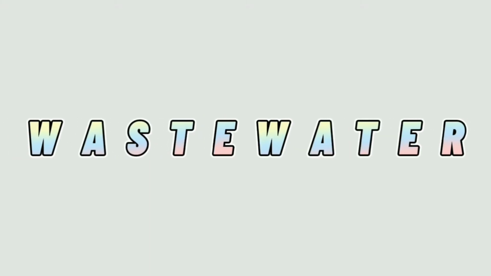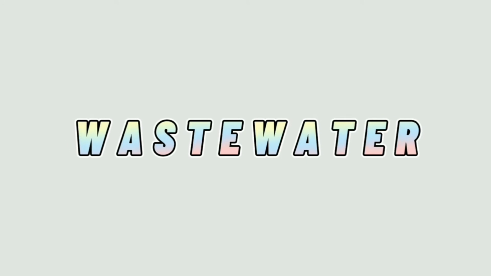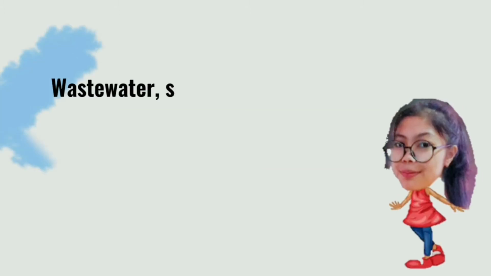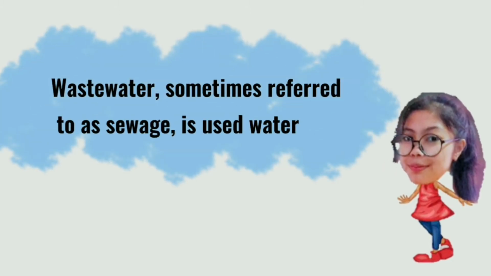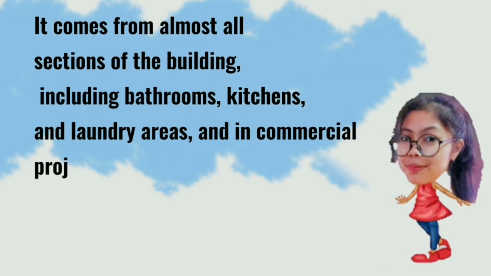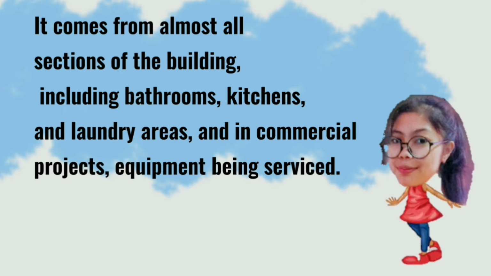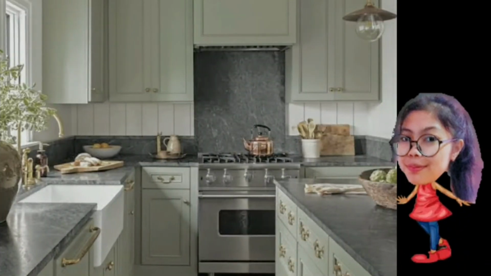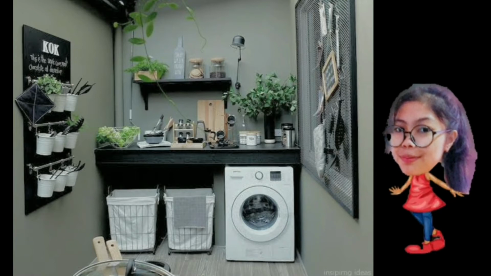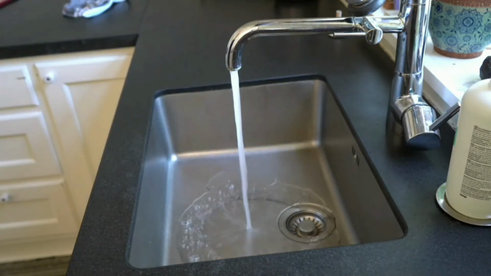To start our discussion, we will first talk about wastewater, which is what we manage in the sanitary drainage system. So, ano nga ba itong wastewater? Wastewater, sometimes referred to as sewage, is used water. It comes from almost all sections of the building, including the bathrooms, kitchen, and laundry areas, and in commercial projects, equipment being serviced. So, simple as that, ito yung gamit ng tubig.